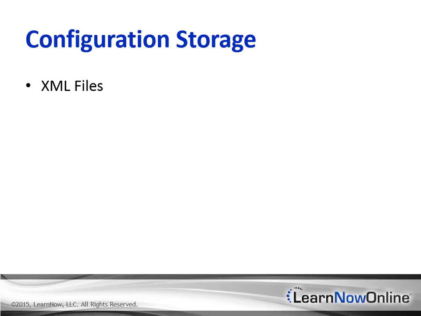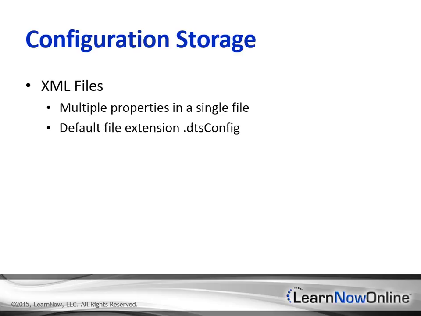XML files. XML configuration files are probably the most popular method of storing configuration data. They can store multiple configured properties in a single file, which makes them really convenient. The deployment process is as simple as copying the file and notifying the package where to find it. In addition, multiple packages can share an XML file. XML files are saved by default with an extension of .dtsconfig. However, configuration files are not required to use this extension. By naming it with an XML extension, you can use your favorite XML editor, including SQL Server Data Tools and Visual Studio, to more easily view and change the file.